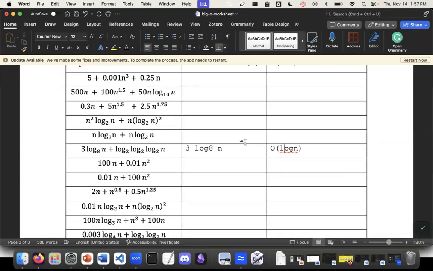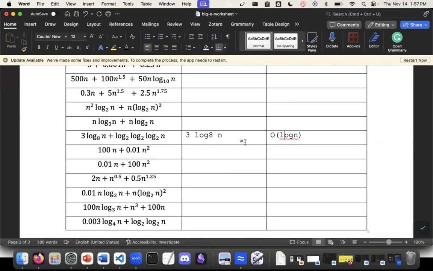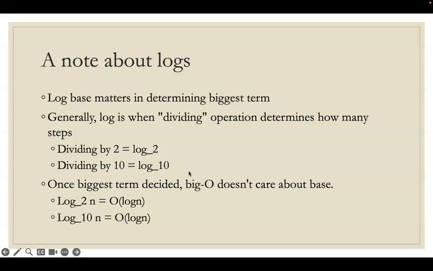I have a whole worksheet. You can work on all of them. No, the worksheet is your active learning for today. I don't know where you got that.